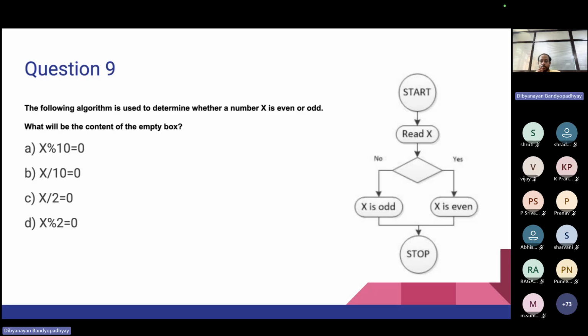I could not hear you. Can you repeat again? Sir, in the question we get some particular number which is not equal to 0, sir.